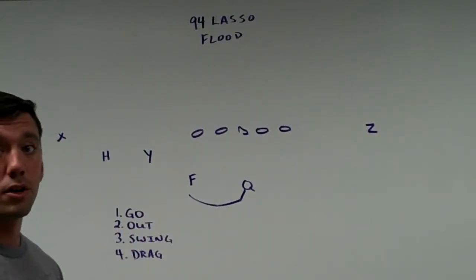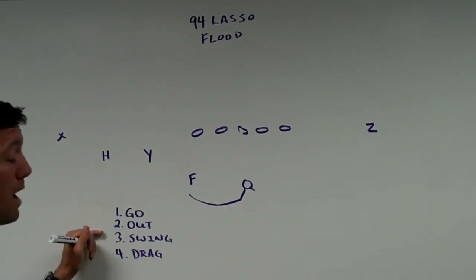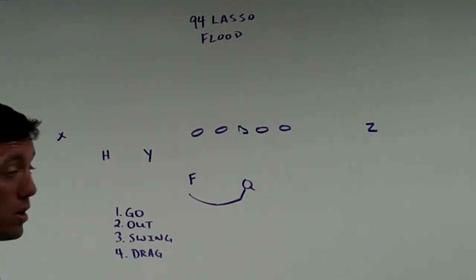We'll start with the way that we teach our quarterback the progression and the order of routes we like to try to hit. We go with the go, the out, the swing, and then the drag. And so we'll start talking about those routes.